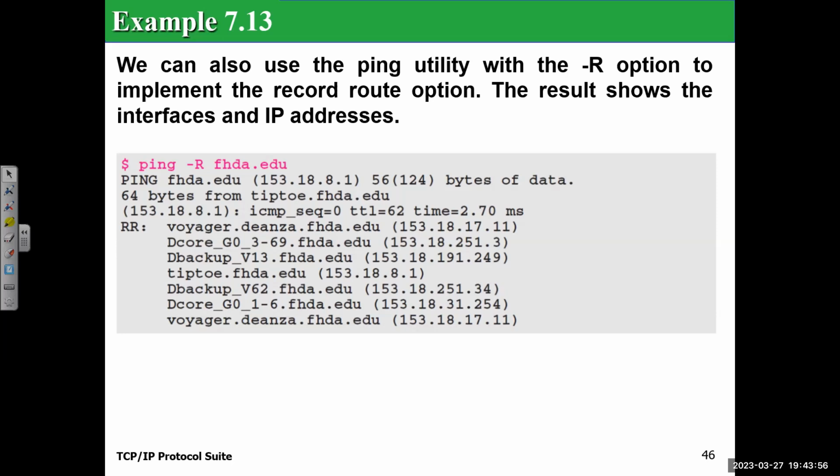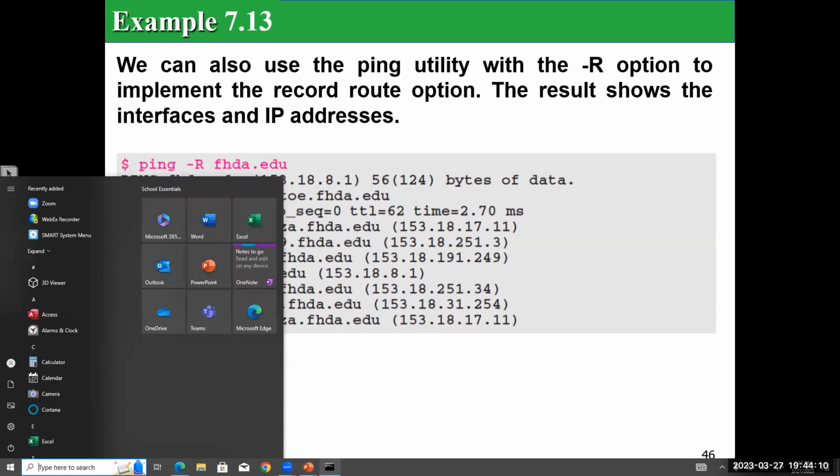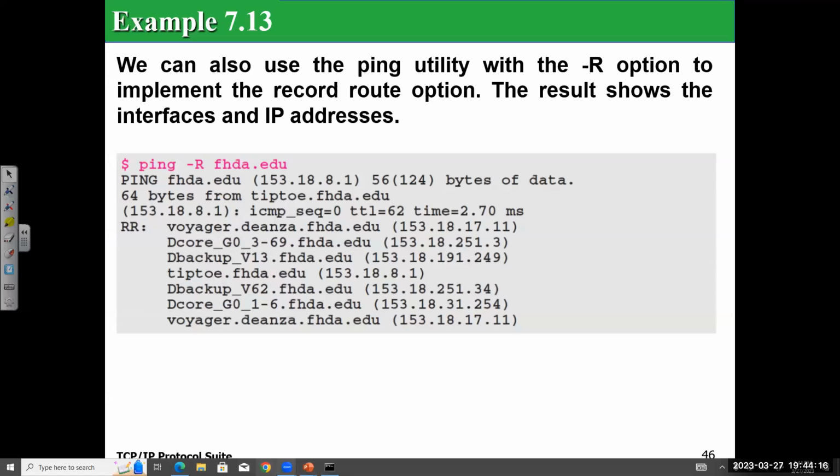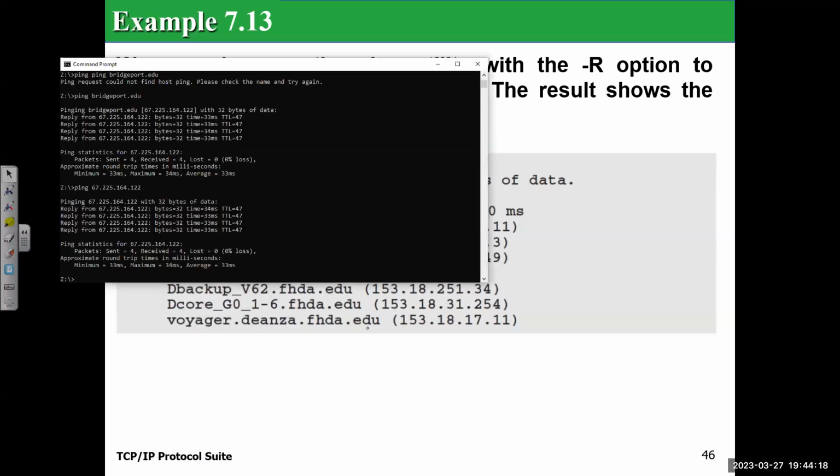But we can try it now with university because we know FHDA.edu is not live. So what does this one do? It finds the route, like traceroute. Maybe that's your next. Not gonna work, but let's just do that. What they did? Ping minus capital R at the end. Let's try it. Let's see if this will work with Windows. Ping.